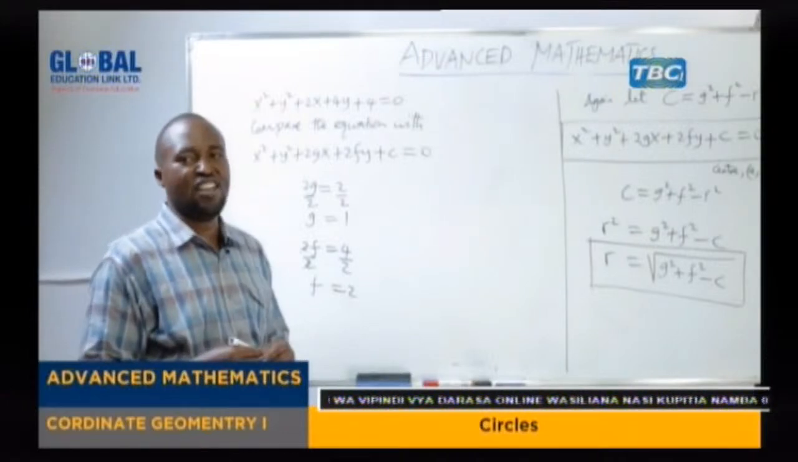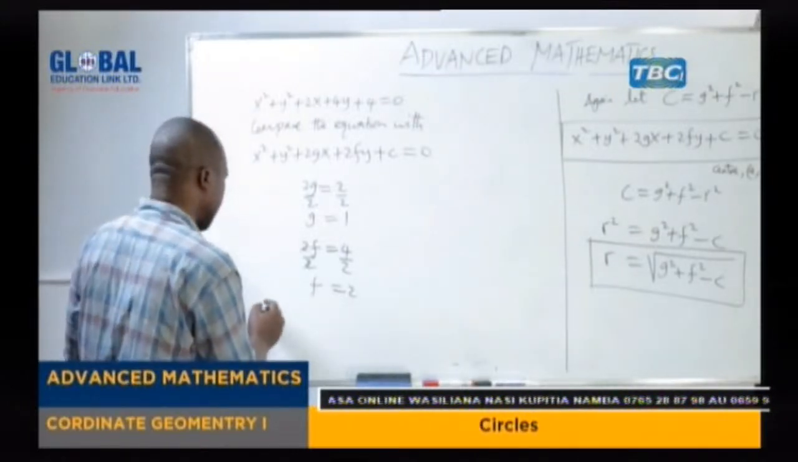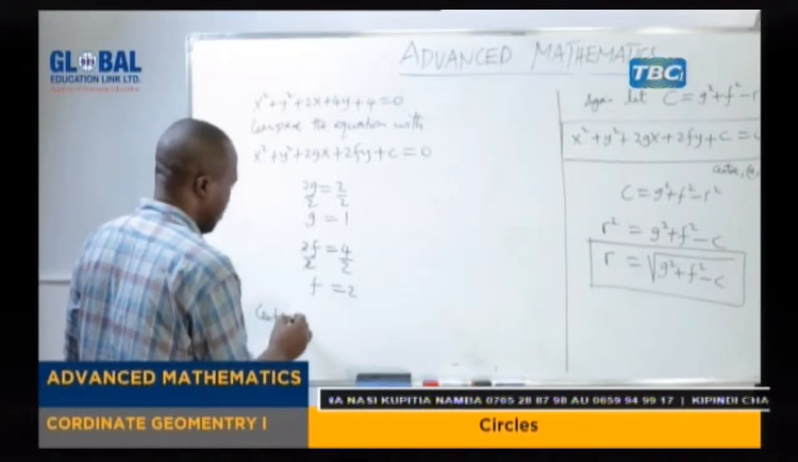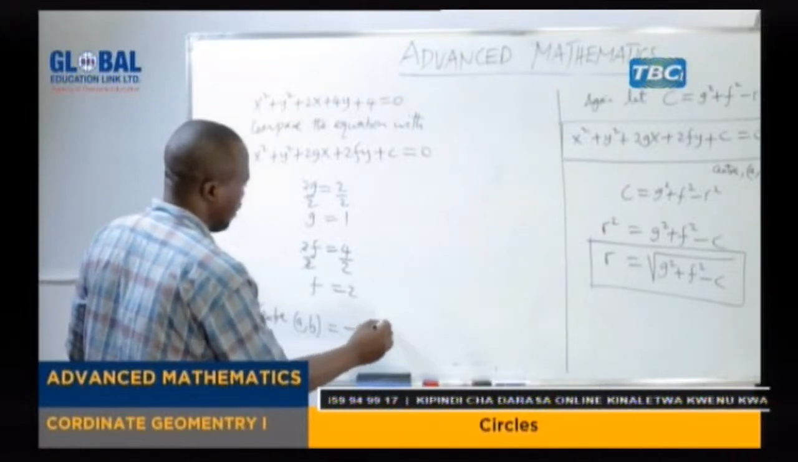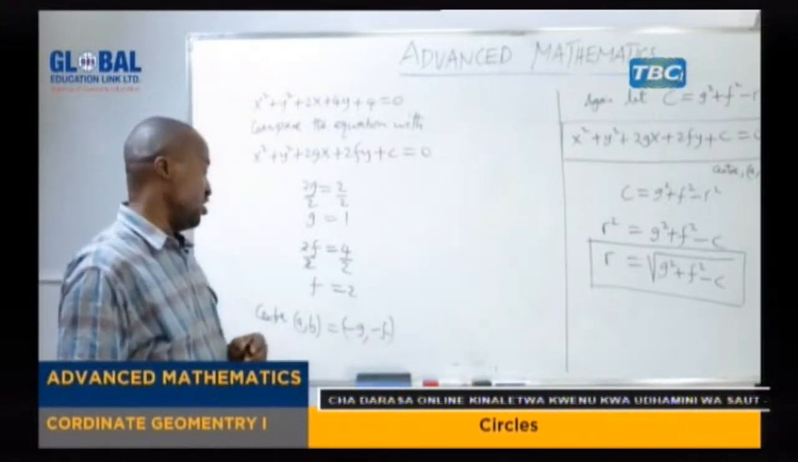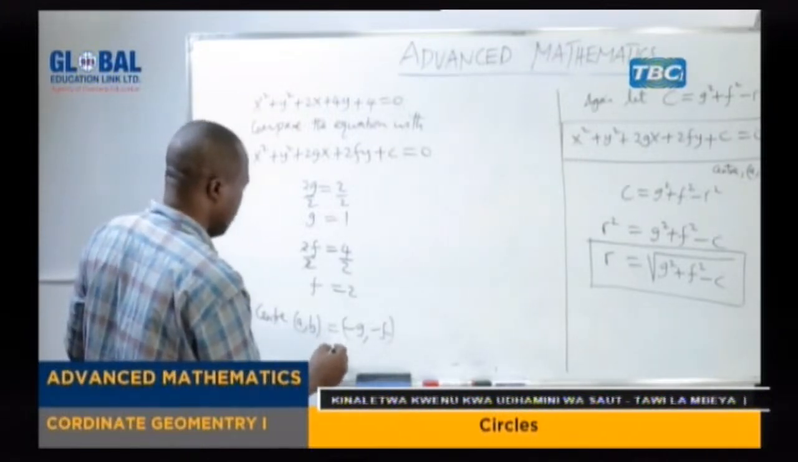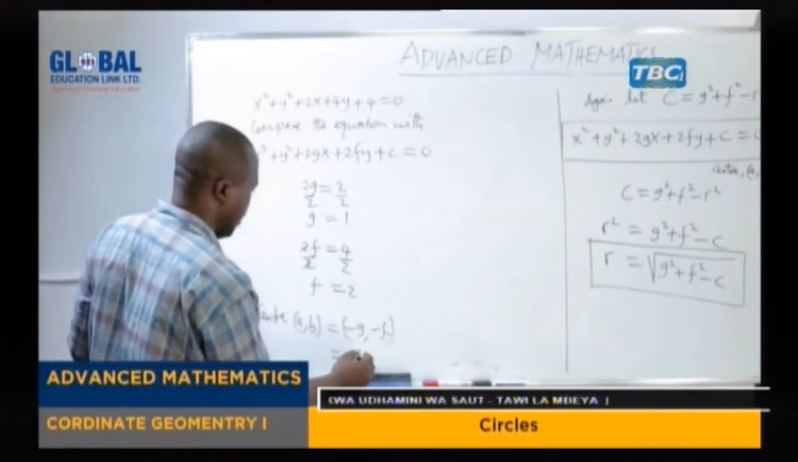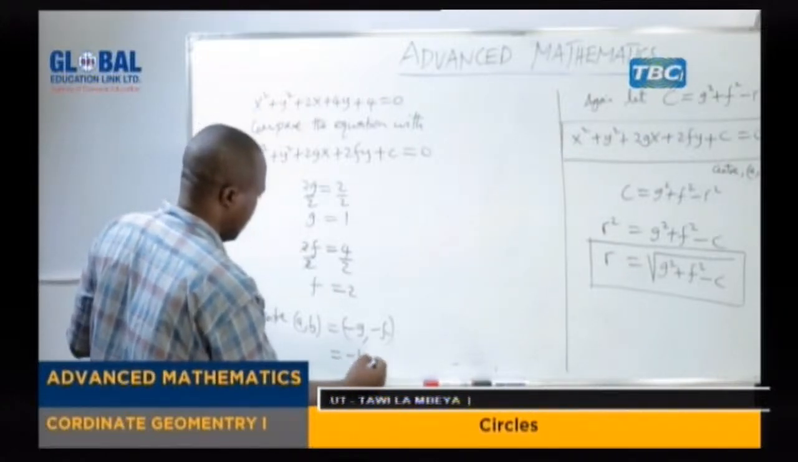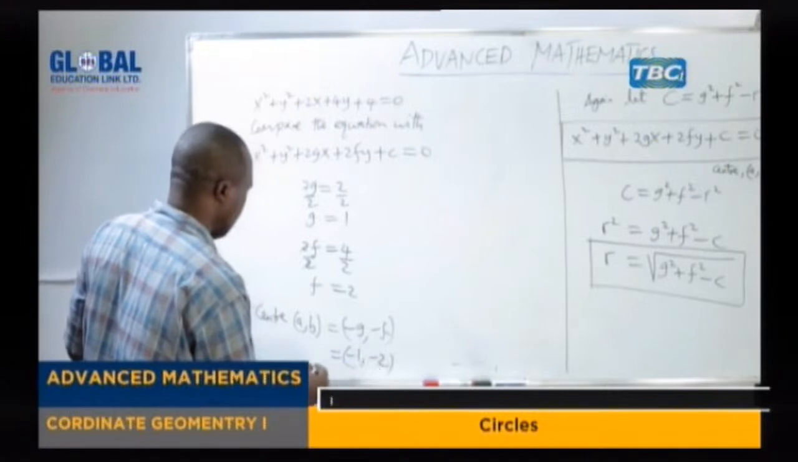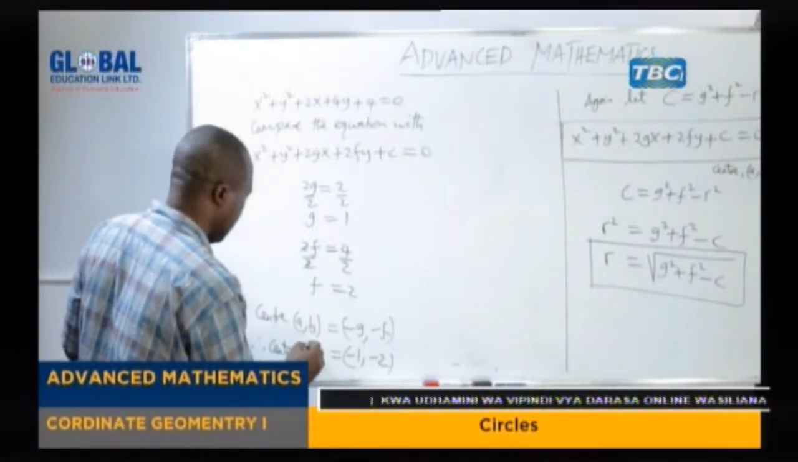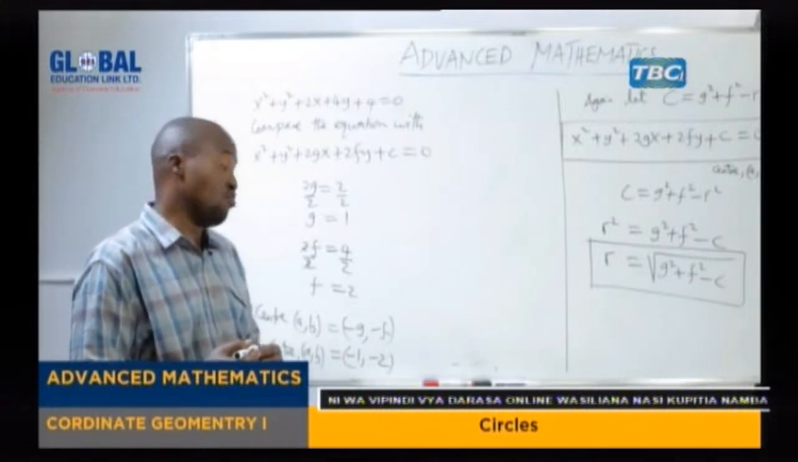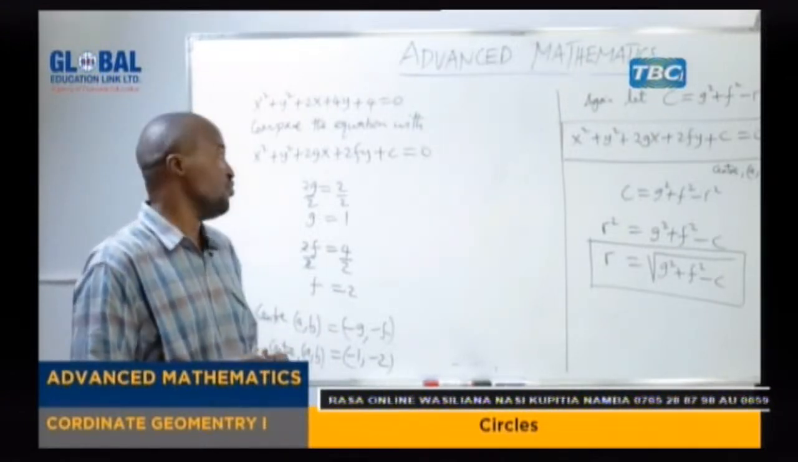So in this case, we have the center. Remember, the center is given by (a, b) is equal to (negative g, negative f). So in this case, the center will be equal to (negative 1, negative 2). That will be the center, that is (a, b) equals (negative 1, negative 2).